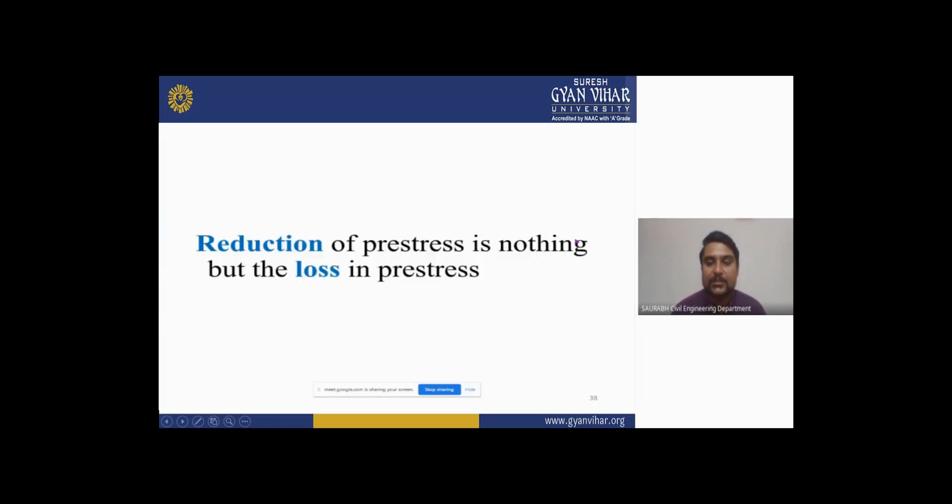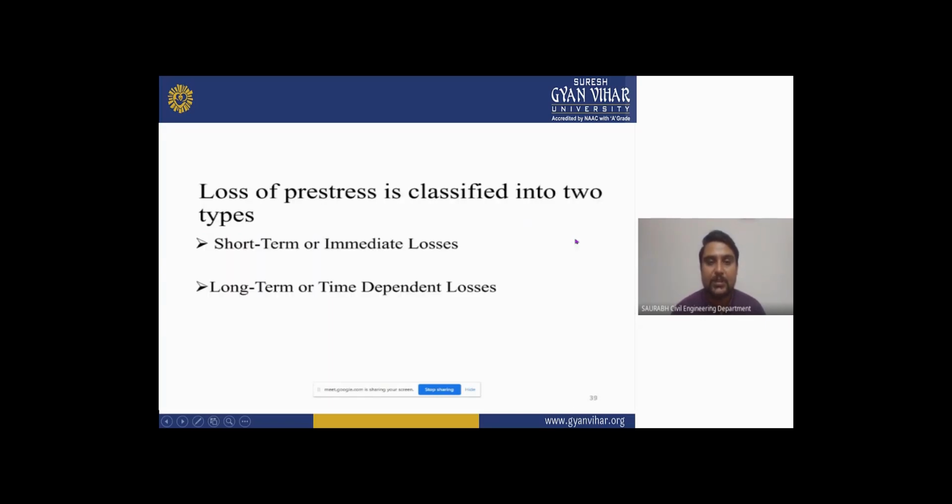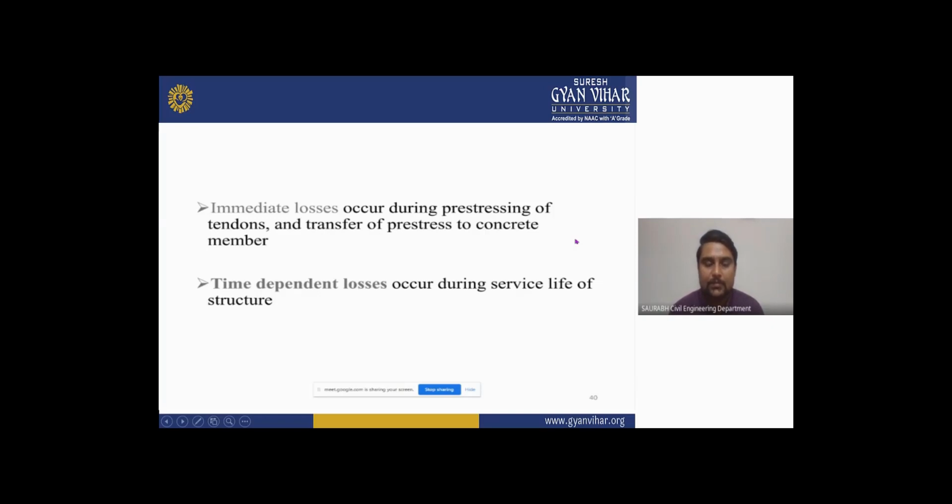Reduction of prestress is nothing but loss of prestress. Loss of prestress is classified into two types. The first is short-term, immediate loss, and the second is long-term, time-dependent loss. These are the two types of losses which occur in prestressed concrete. Now, one by one, we will see them.